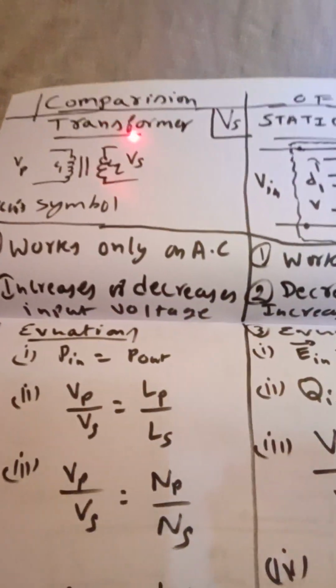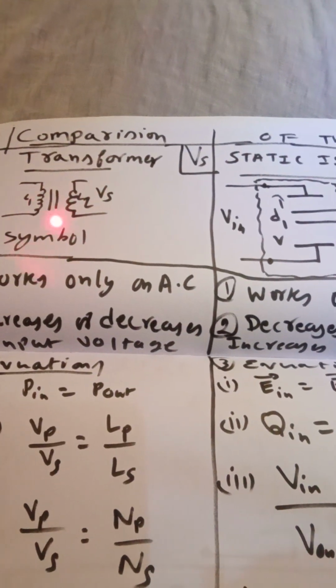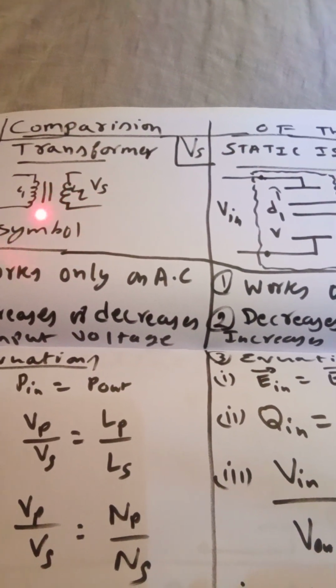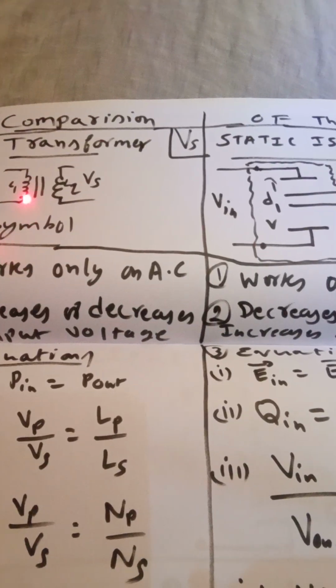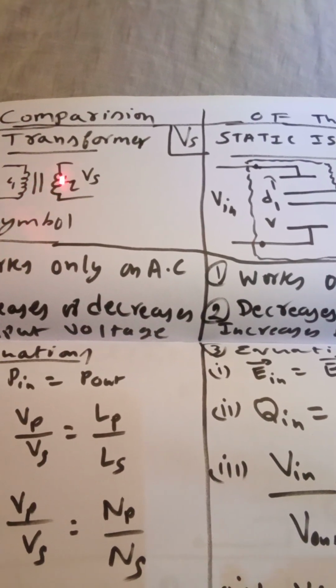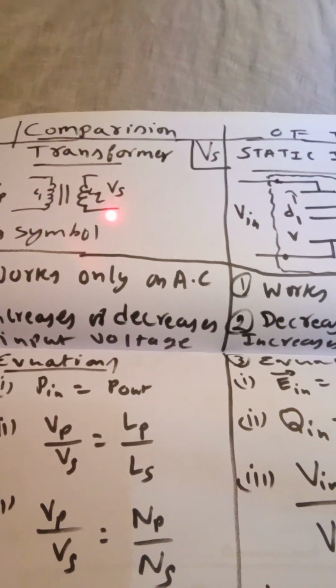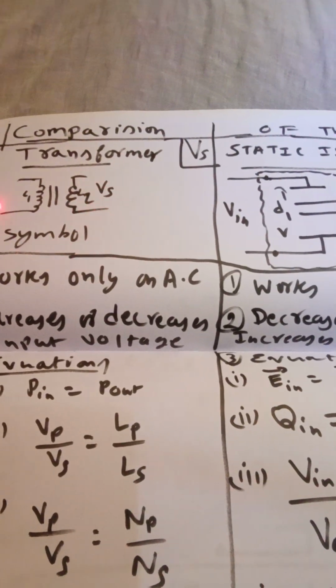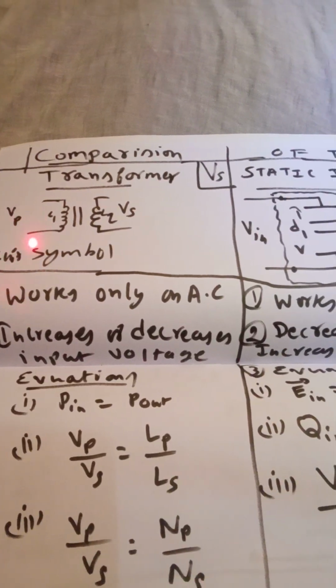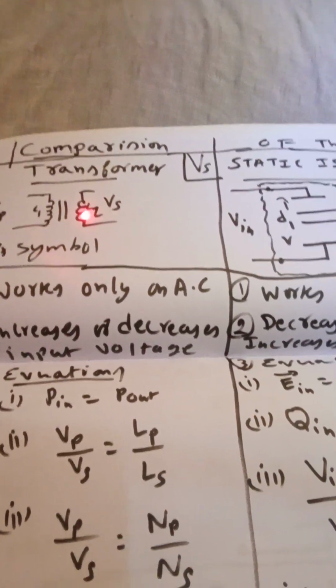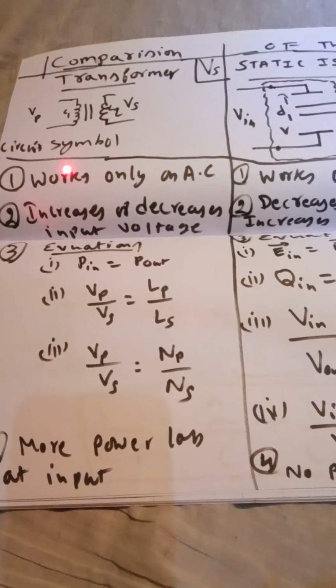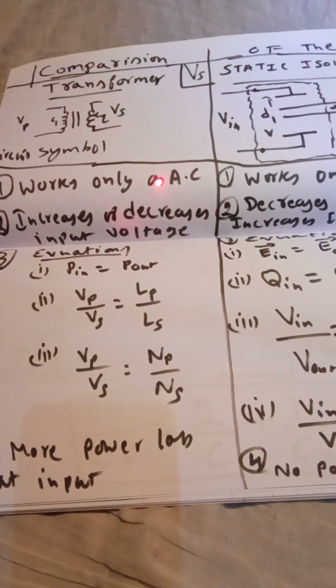So, we have the transformer. In a transformer, we have two coils, the primary coil and the secondary coil, or input coil and output coil. The input coil will have inductance, say L1, and the output coil will have inductance L2. Input coil is called the primary coil, output coil is called the secondary coil. Vp and Vs represent the primary voltage and secondary voltage. In such a situation, it works only on AC.